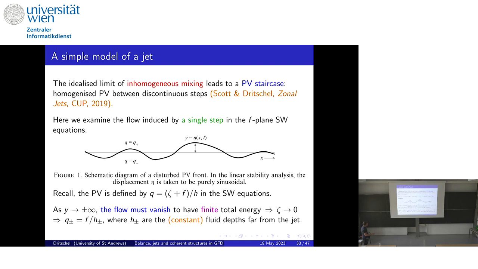Potential vorticity, we're going to use the same definition in shallow water. We're going to require that the flow as it goes to infinity has finite total energy, which means that the vorticity must go to zero as y goes to plus or minus infinity. It also means that since the height field has to go to a constant, the constant values are related to the potential vorticity values that you choose. So there's a link at infinity right here.